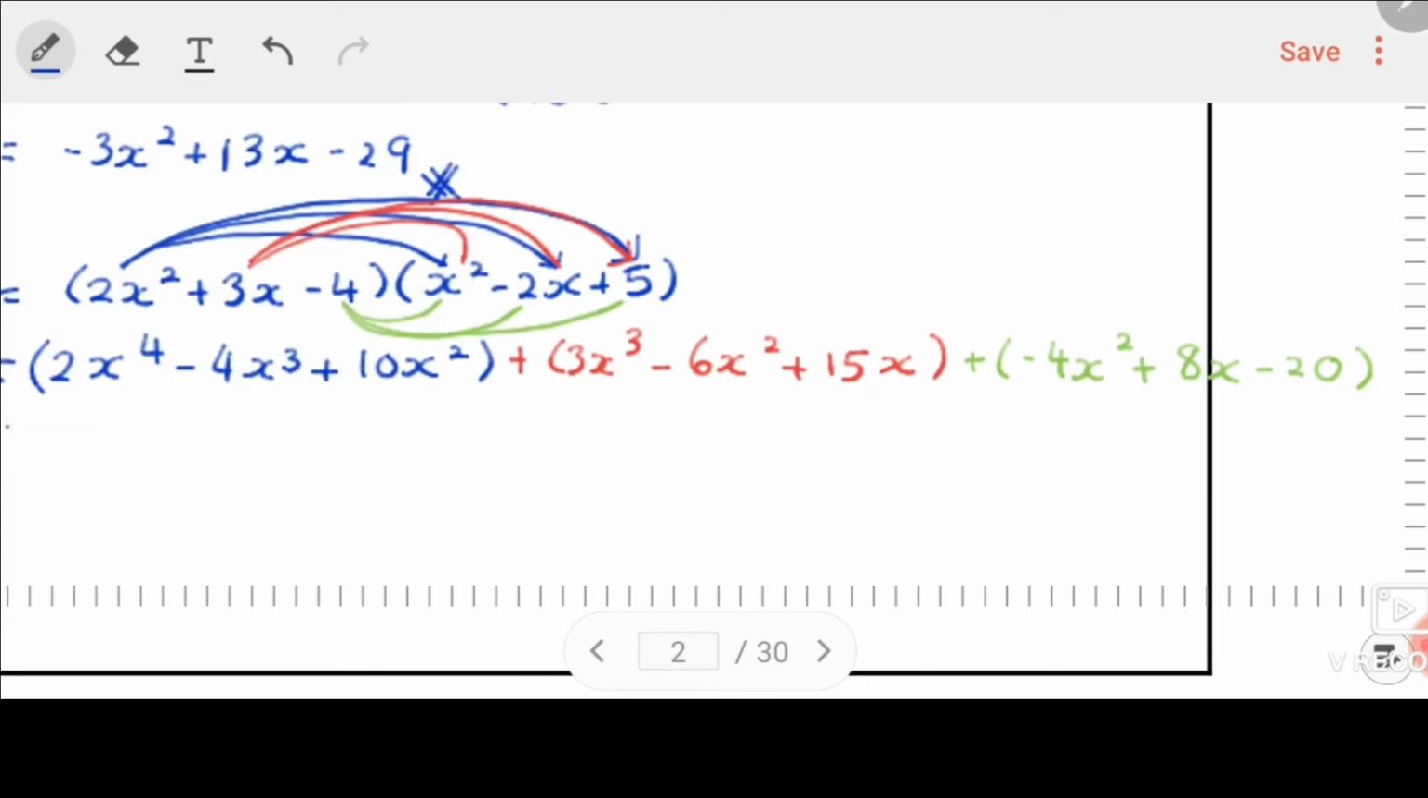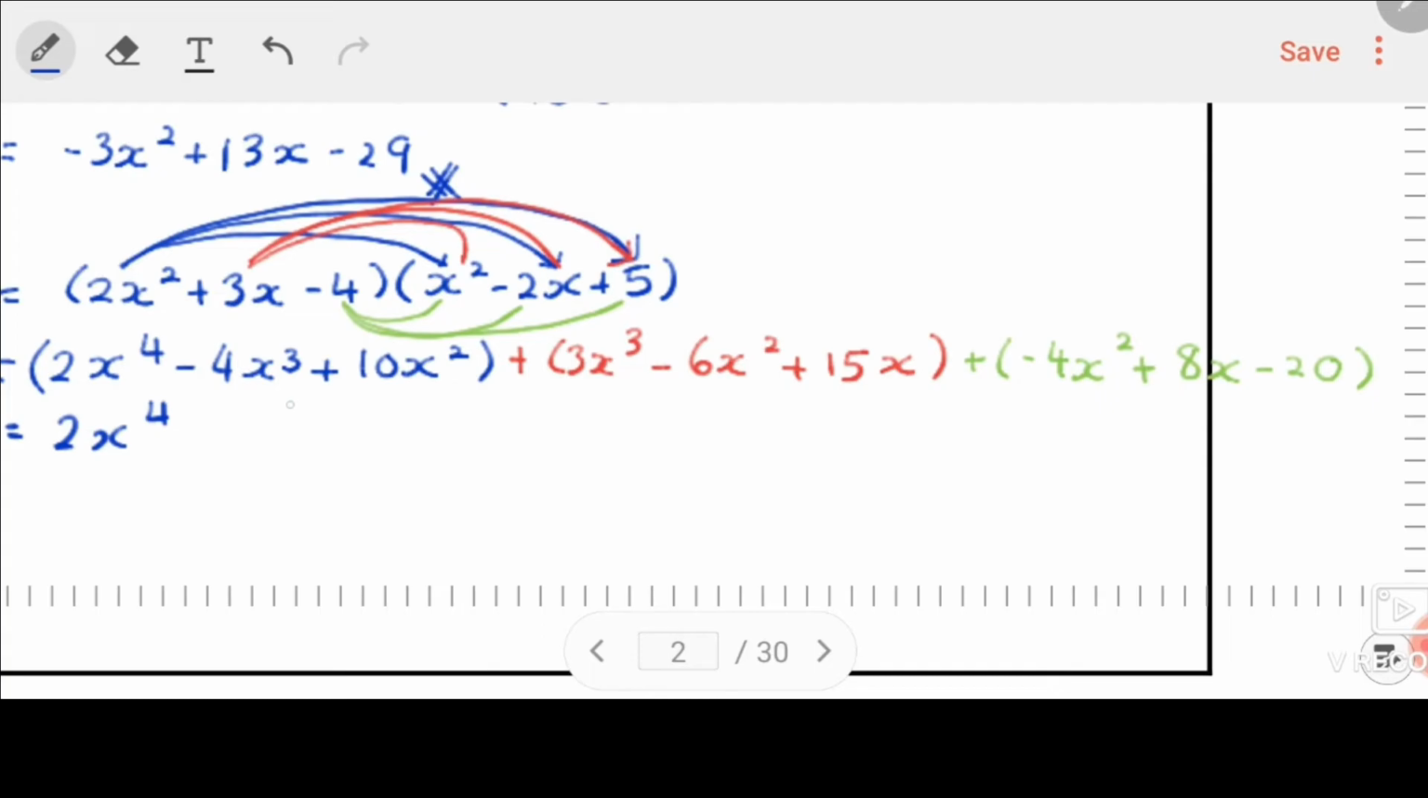Then we have to simplify the expression. So how to simplify the expression? Look for the term with the highest power of x. As you can see in the expression, the highest power of x is x power 4, and we only have one term for x power 4. So copy that down first, 2x power 4.